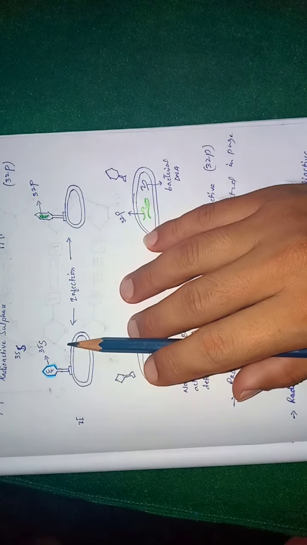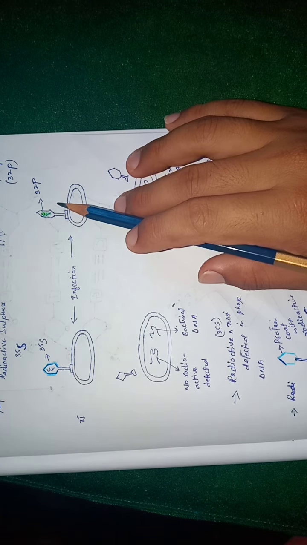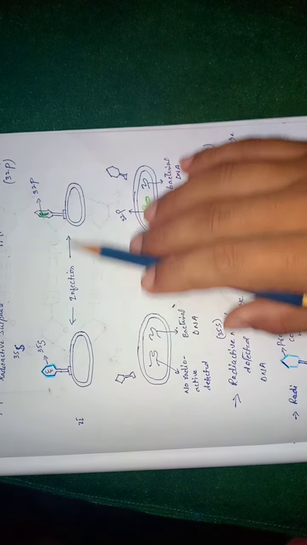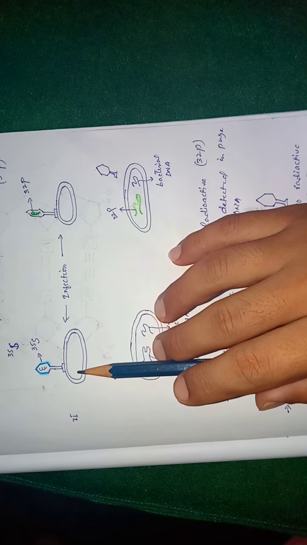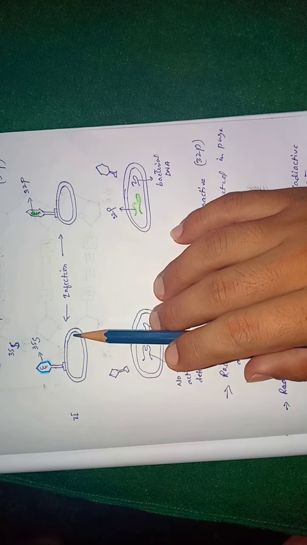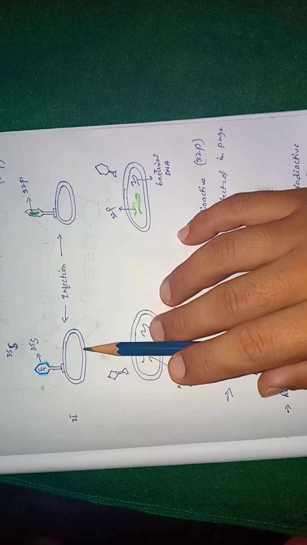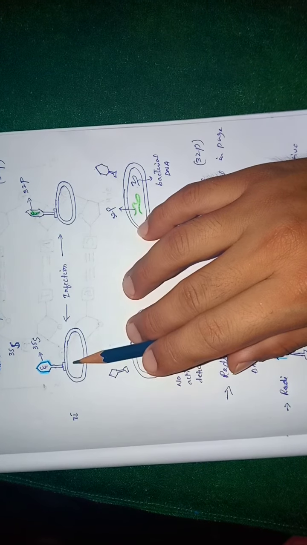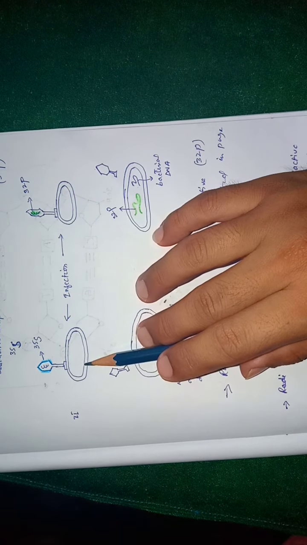Now these two bacteriophages, one containing S35 and the other containing P32, the phosphorus 32, begin to infect the bacterial cell, and after about 20 minutes of infection it is found that the bacterial cell begins to break and release daughter phages. When these bacteriophages attach to the bacterial cell, they inject their DNA inside the bacterial cell.